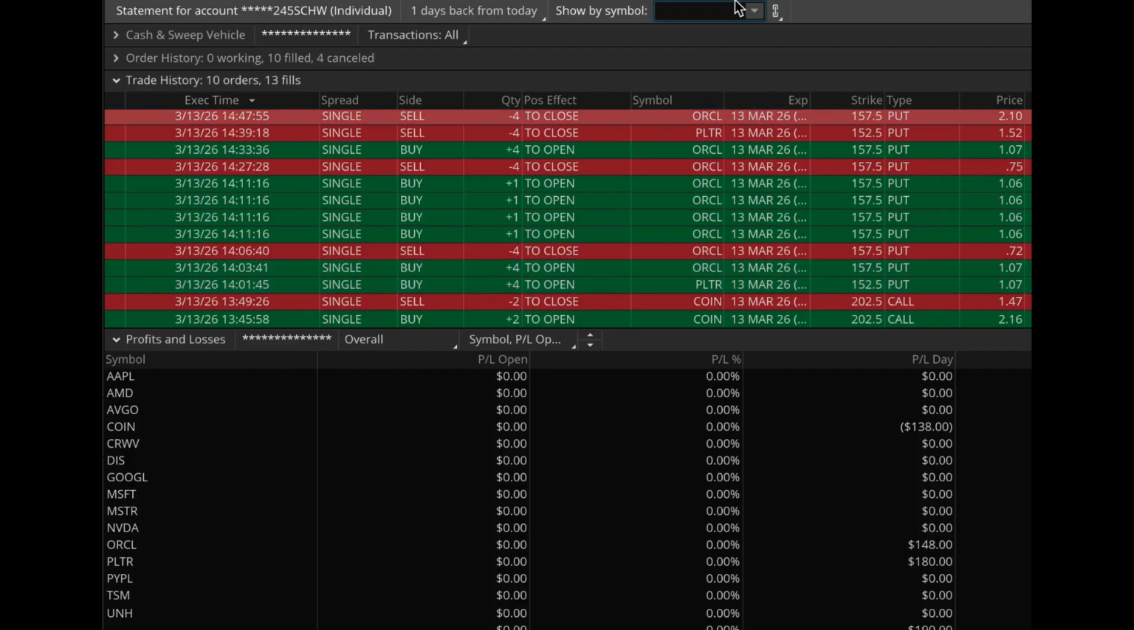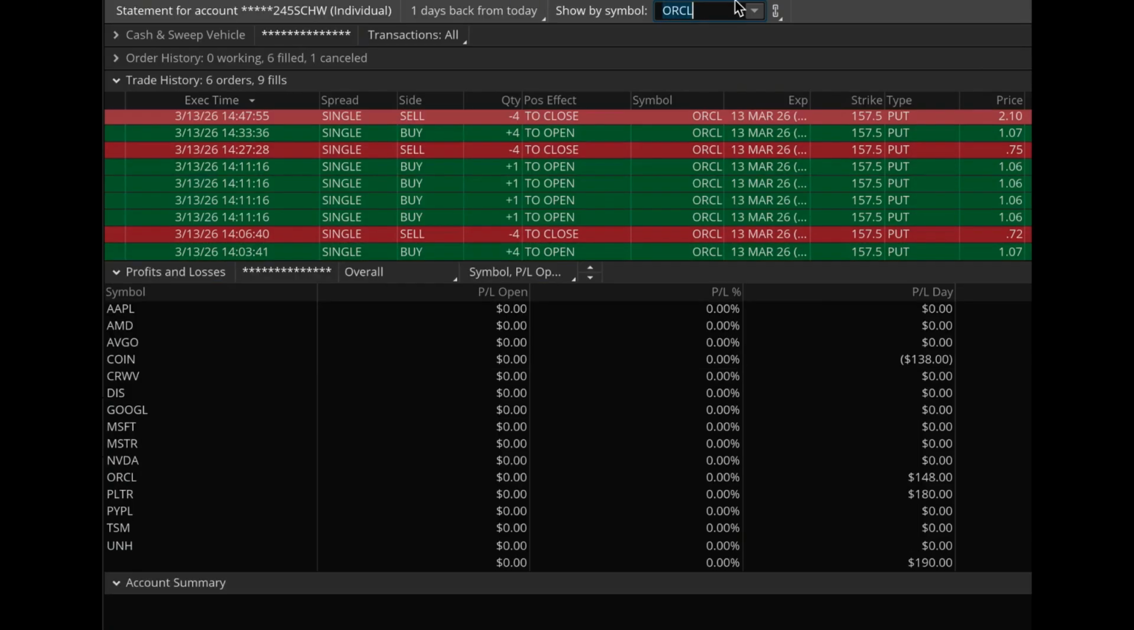So what I'm going to do, just to make life a little easier and a bit clearer, is filter it by the stocks that I traded in this symbol. So we'll start with Oracle and we'll break down all the entries and exits.